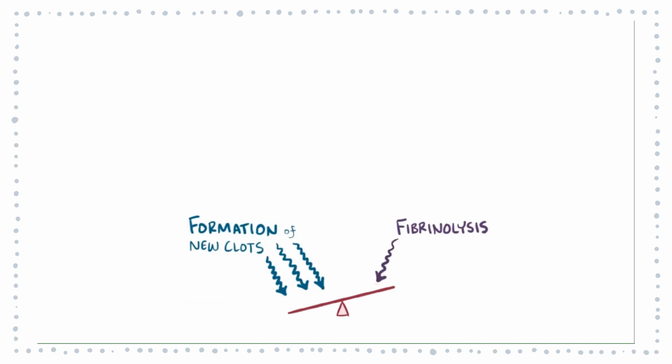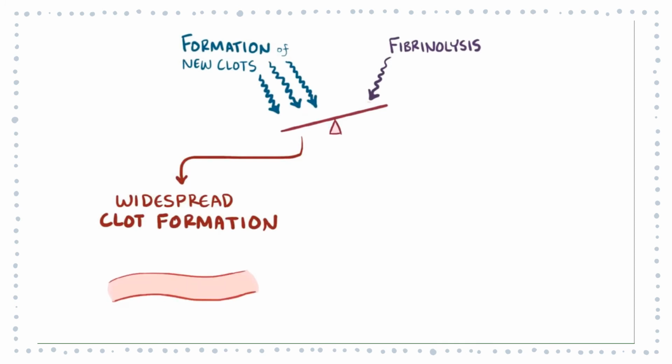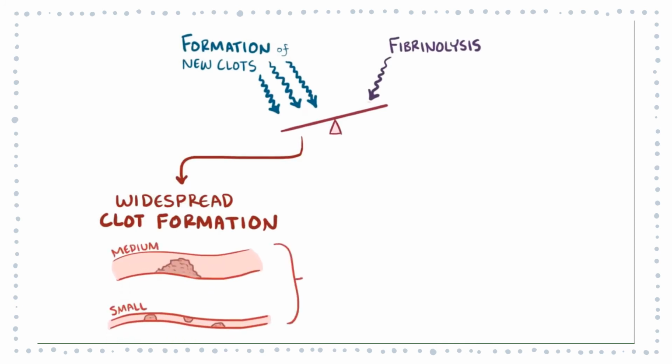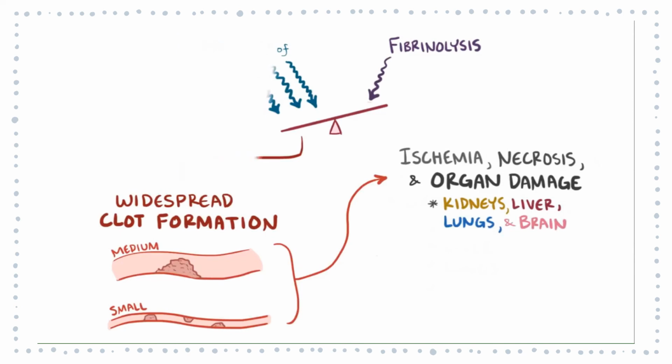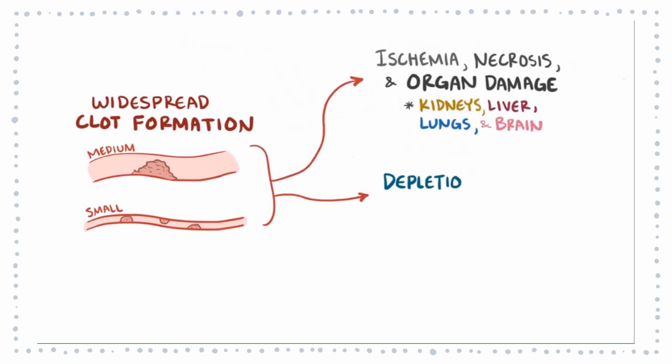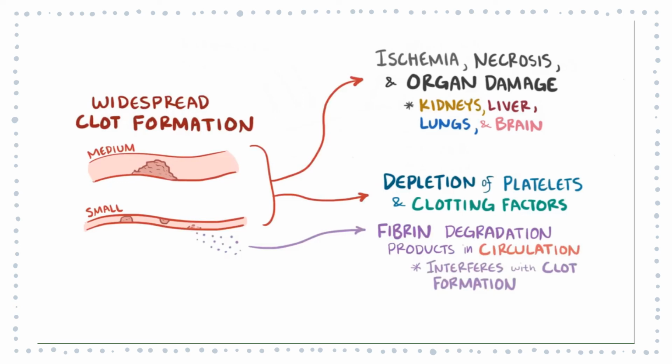Whatever the cause is, in response, the coagulation pathway goes into overdrive, resulting in widespread clot formation, which plugs up medium and small blood vessels, which leads to ischemia, necrosis, and eventually organ damage. The kidneys, liver, lungs, and brain are particularly susceptible. The massive formation of clots throughout the body depletes the supply of platelets and clotting factors. To make things worse, as those clots are broken down through fibrinolysis, fibrin degradation products are released into the circulation, and these interfere with platelet aggregation and clot formation, making hemostasis even more difficult.